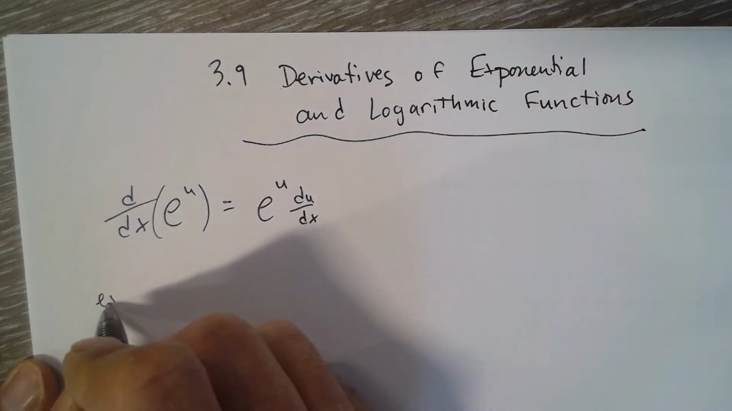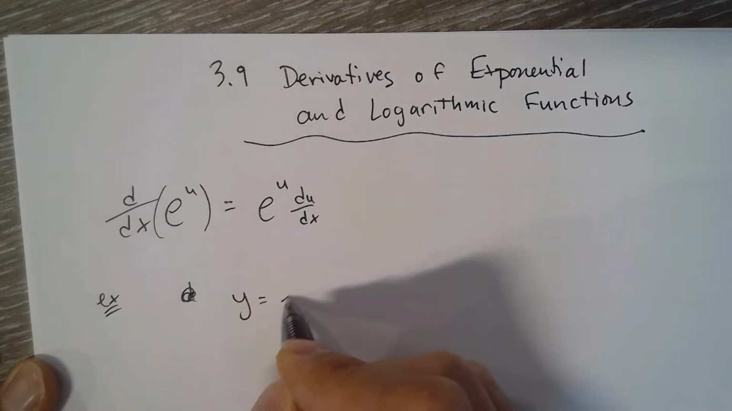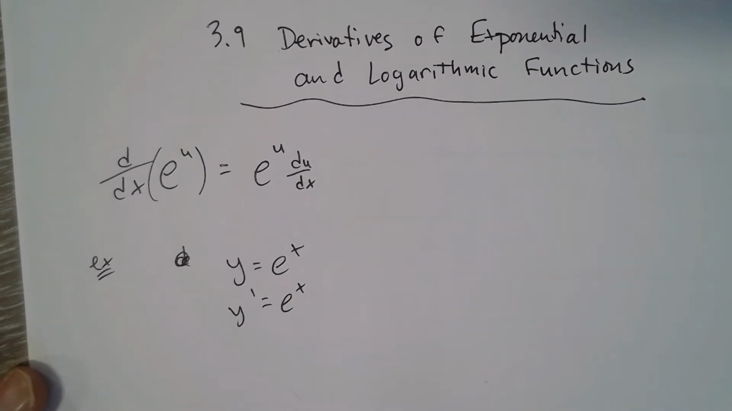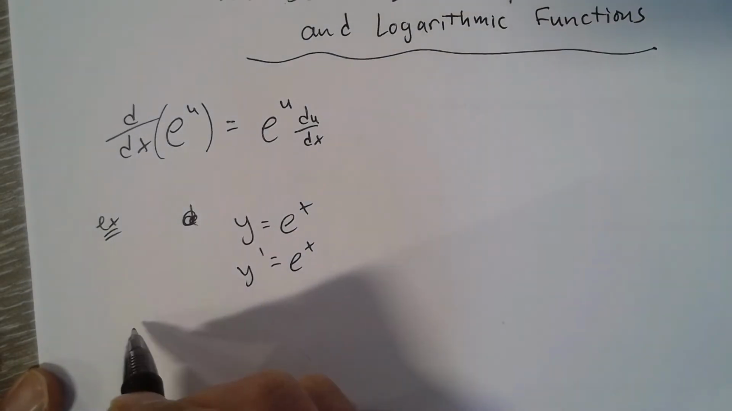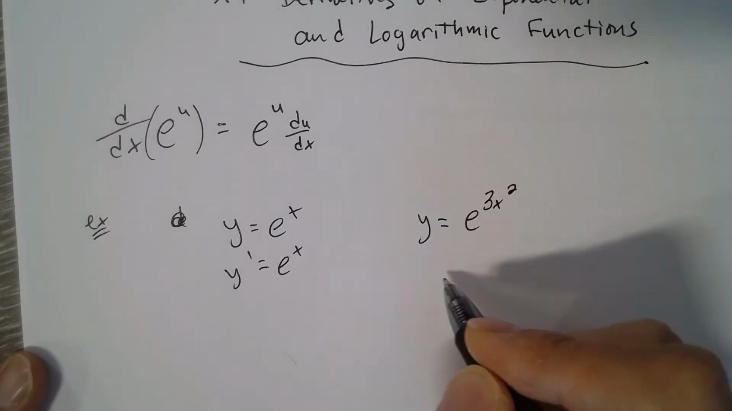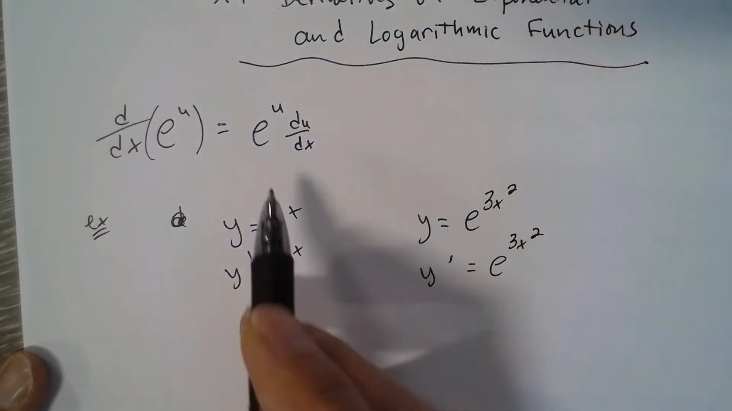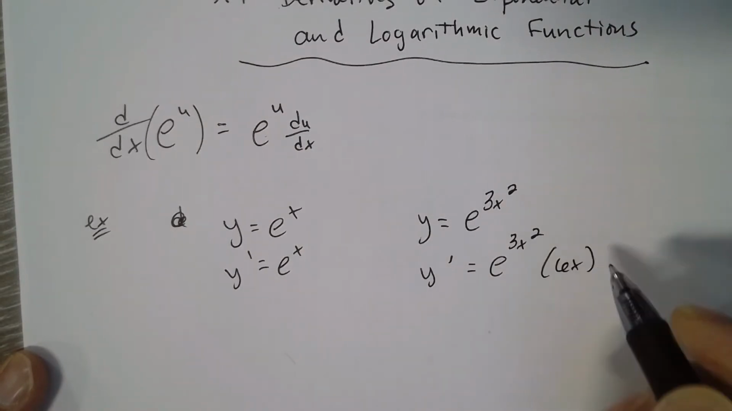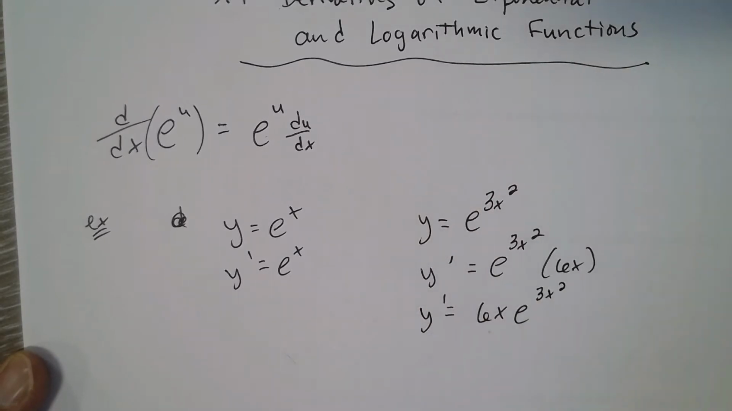So an example: if I want to know the derivative of y equals e to the x, then y prime would be e to the x. Its derivative is itself. A more complicated example: if I have y equals e to the 3x squared, y prime would be itself times the derivative of the exponent, so times 6x. So 6x e to the 3x squared would be the derivative.